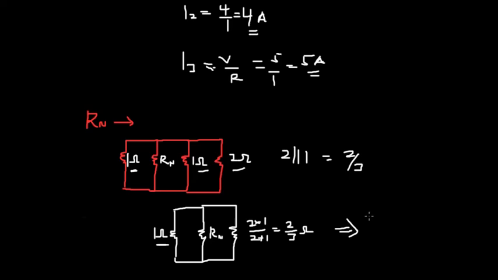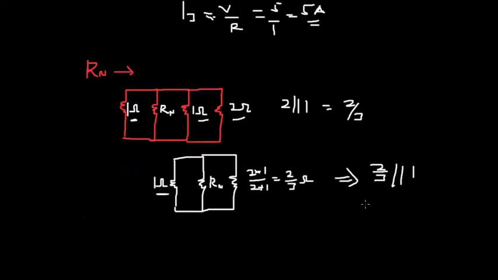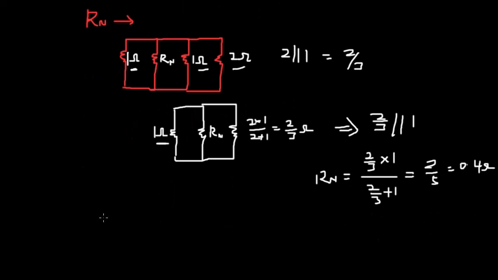You know that 2 on 3 is in parallel with 1 ohm. So we have 2 on 3 times 1 divided by 2 on 3 plus 1, and this is still RN. That will give us 2 on 5 ohm, which is equivalent to 0.4 ohms. After that we just introduce our general Norton's formula.